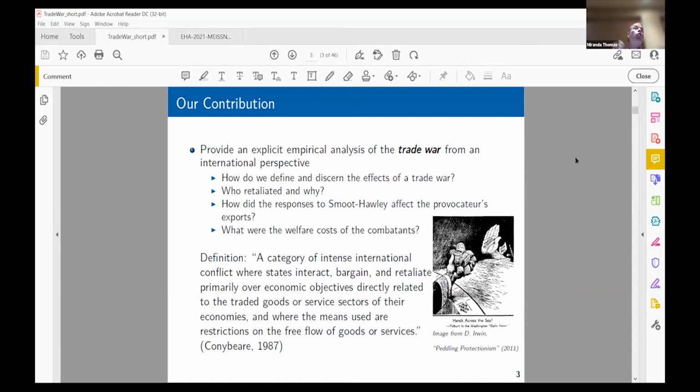And so we're going to look at who retaliated and why, and how those responses to Smoot-Hawley affected the provocateur, in this case, the U.S.'s exports. And then, I probably won't have much time to say anything about it today, about the techniques we use, just because of this short time period, but we're also going to do some calculations and think about the welfare costs of the combatants.